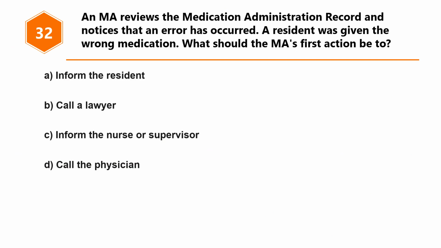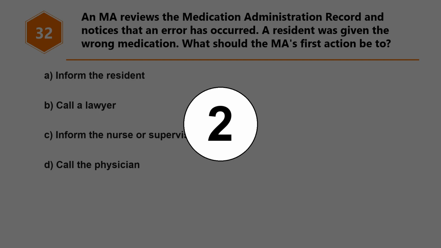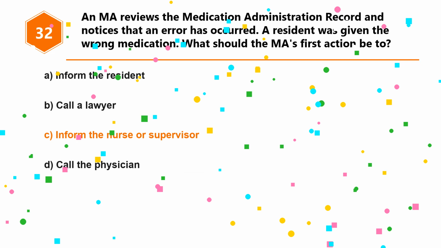Question 32. MA reviews the medication administration record and notices that an error has occurred. A resident was given the wrong medication. What should the MA's first action be? Option A. Inform the resident. Option B. Call a lawyer. Option C. Inform the nurse or supervisor. Option D. Call the physician. The correct answer is option C. Inform the nurse or supervisor.